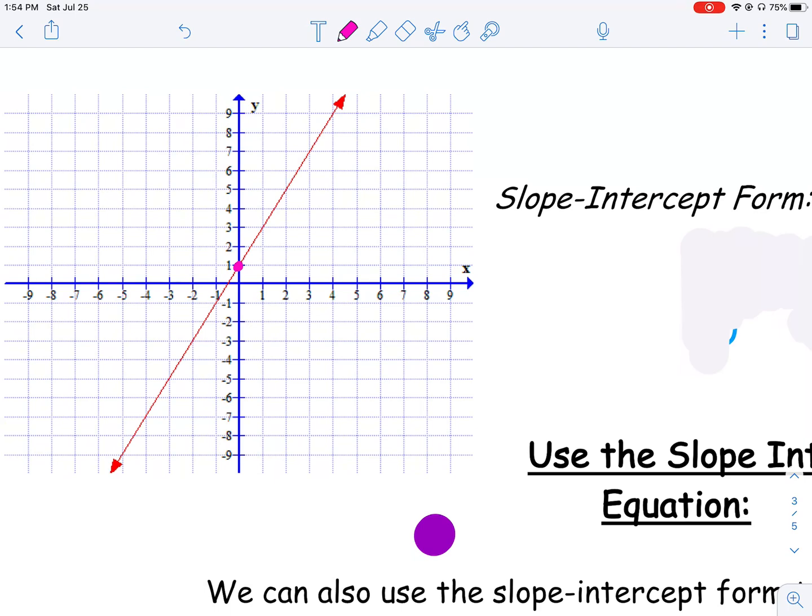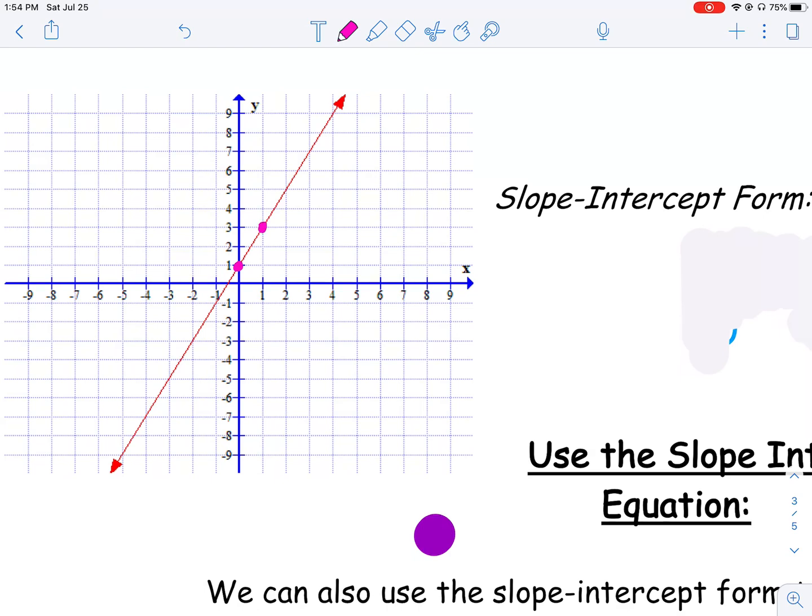Then I'm going to find another ordered pair on my line. Another ordered pair that crosses at nice whole numbers, so I'm not estimating. Where does it look like this graph has another ordered pair that we can use? How about the point (1, 3)? That's the next one I see.